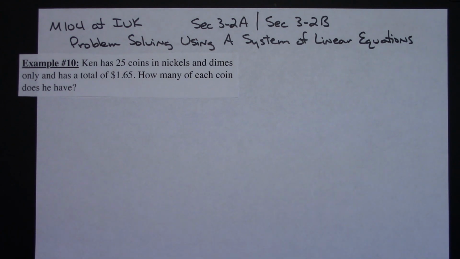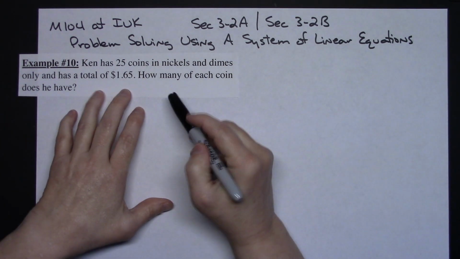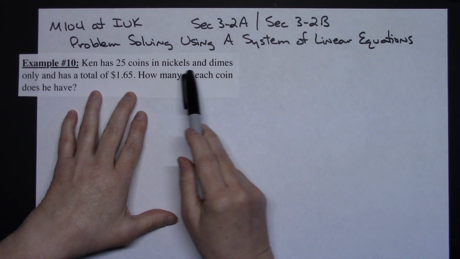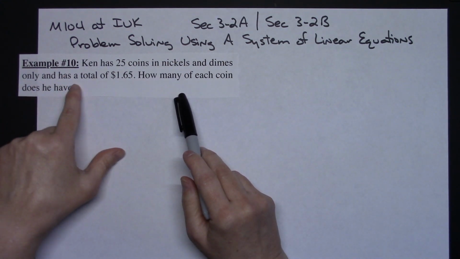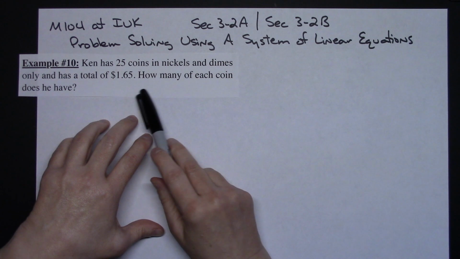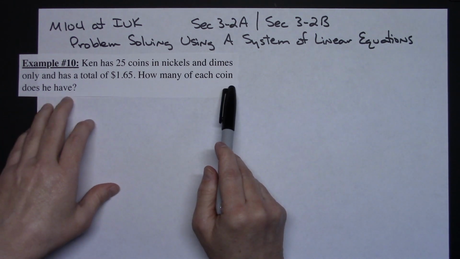Alright, so in this one we're going to be dealing with coin problems, which again, is a pretty common type of problem when you're working with a system of linear equations. Alright, so let's say Ken has 25 coins in nickels and dimes only, and has a total of $1.65. How many of each coin does he have?